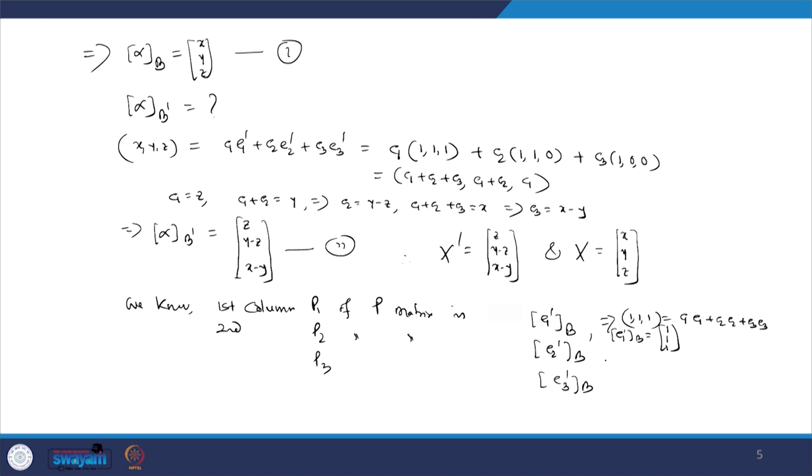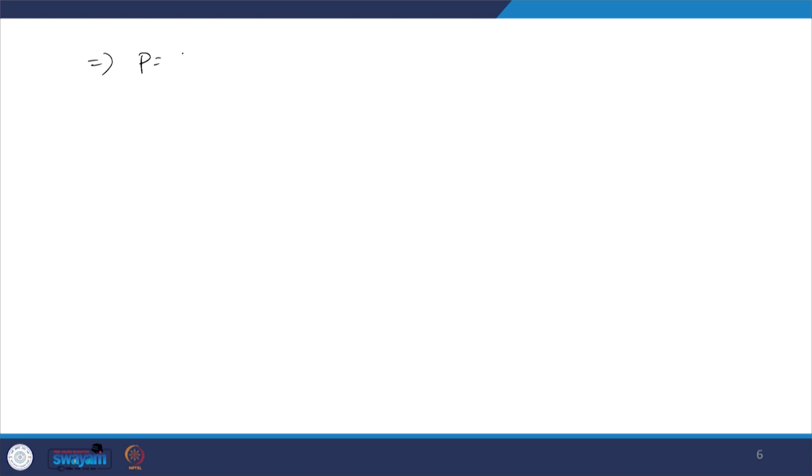And what about P2? P2 will basically, I have to write down E2 prime. So, if I write E2 prime with respect to ordered basis B, it will be again (1, 1, 0), and E3 prime with respect to ordered basis B is equal to (1, 0, 0). So, this implies my P matrix is equal to [1 1 1; 1 1 0; 1 0 0]. So, this is an invertible matrix, which you can quickly check.